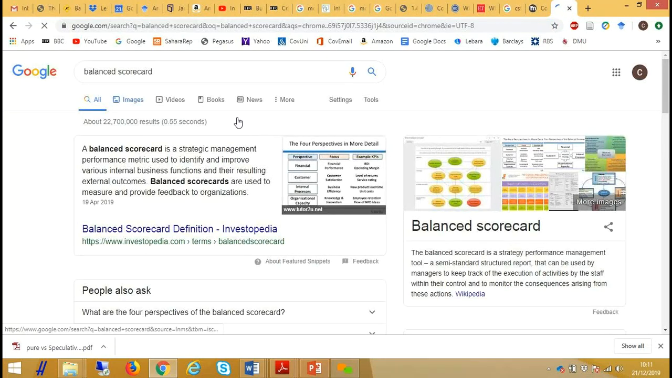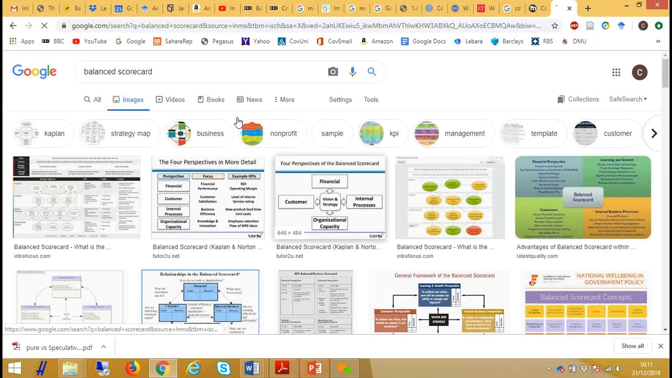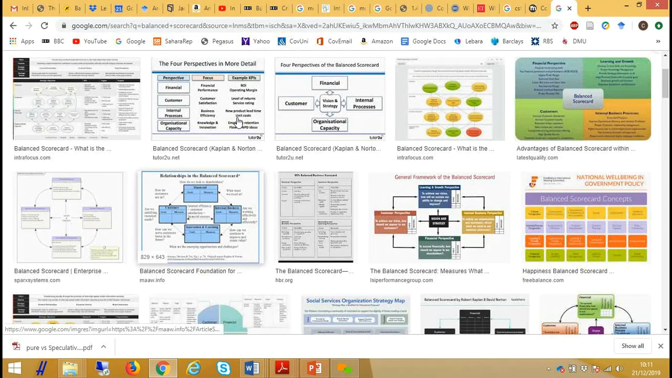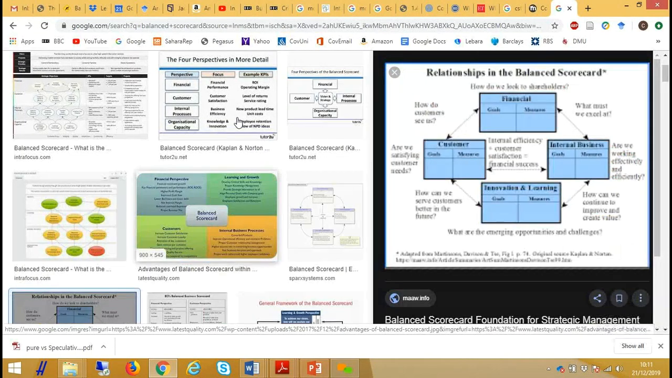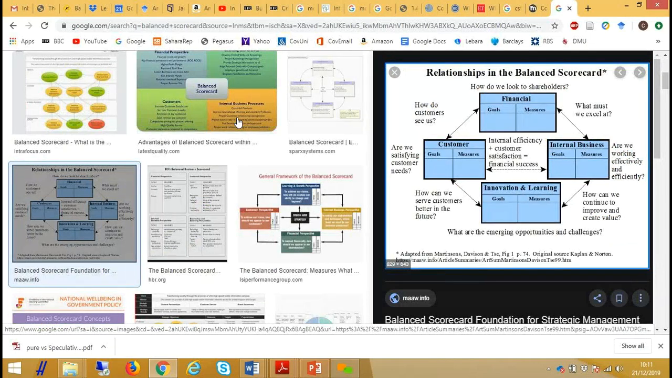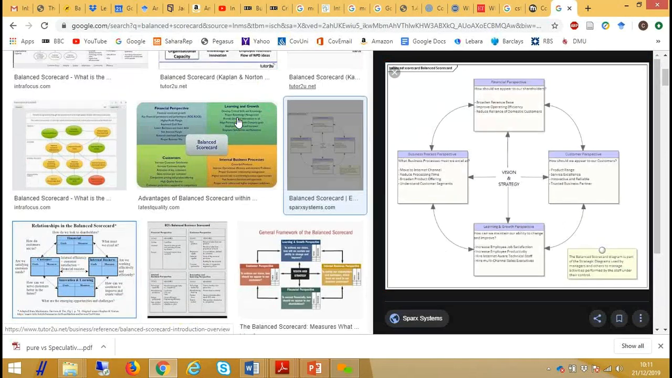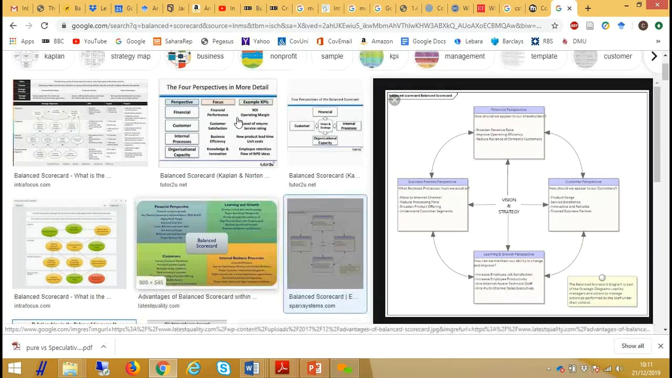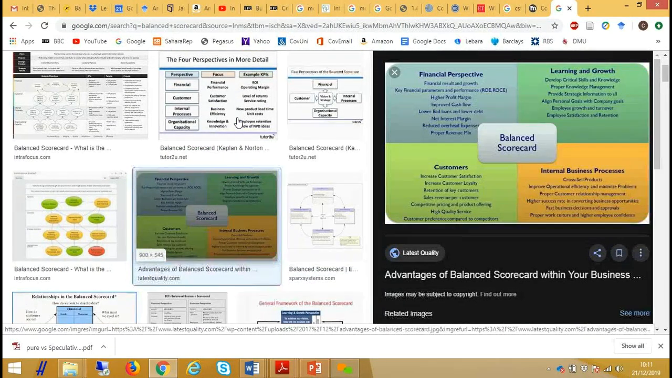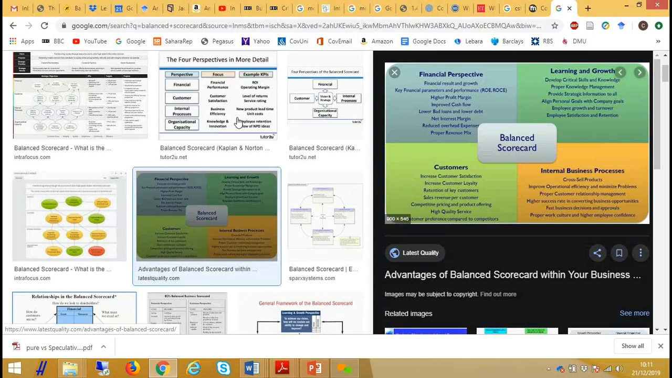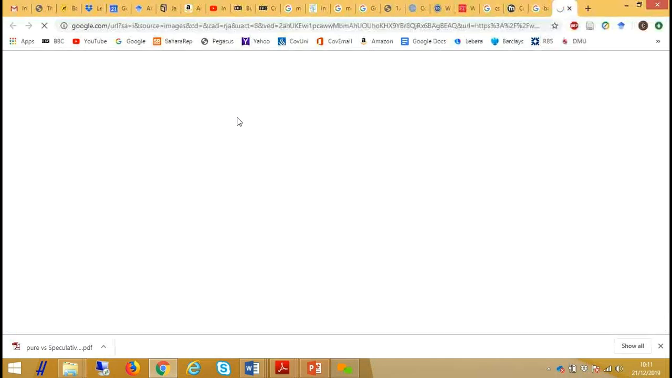So this balanced scorecard is by Kaplan and Norton. If you are using this in your assignment, you have to reference it, Kaplan and Norton. Something like this. For an easier one, that's this one. So this is what your balanced scorecard looks like.